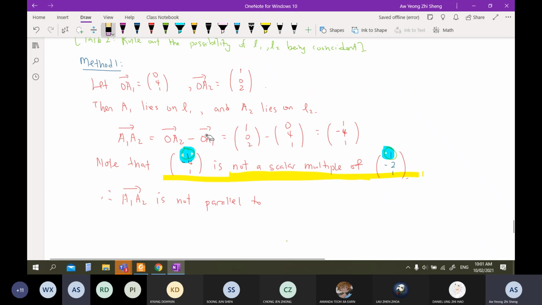Okay, so we have shown that vector A1A2 is not parallel to the direction vector of L1. That means you have a diagram like this. This is L1, this is L2. Here's B1, and here's possibly B2. Here's your A1 and A2. We have shown that this A1A2 vector is not parallel to B1. That means the vector A1A2 is not parallel to the lines L1 and L2.